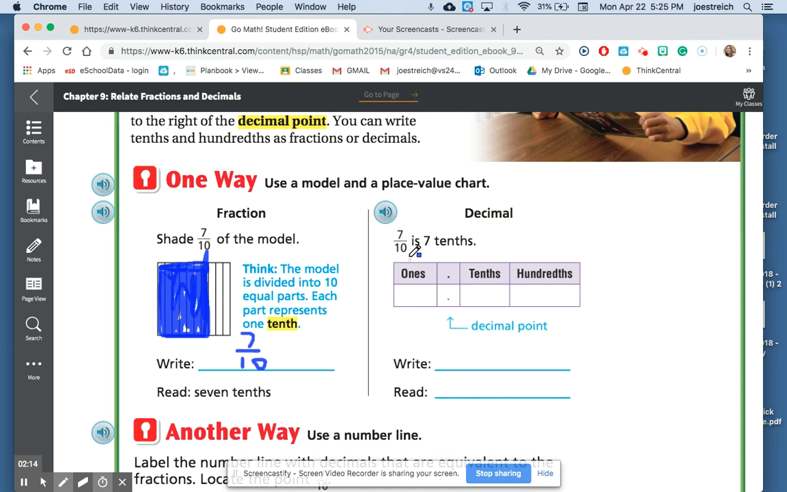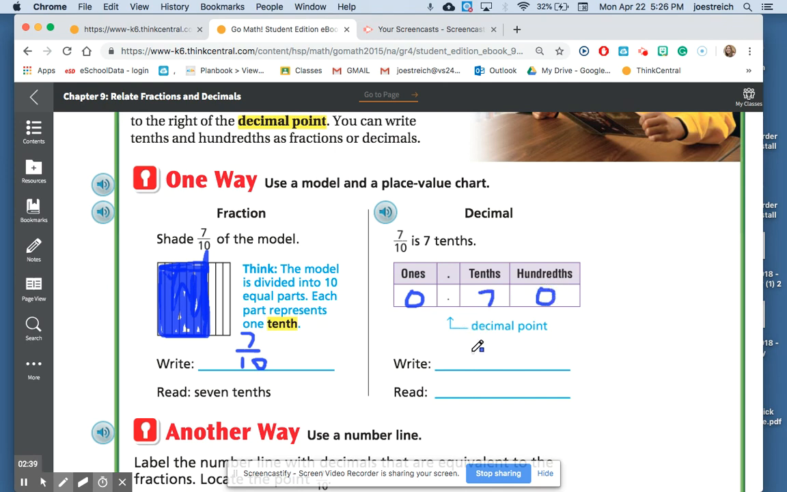There are no ones in 7/10, so we will place a 0 here. The decimal point will divide the whole numbers and the tenths. There are 7/10, so we'll put a 7 in the tenths column. And there is no hundredths, so we will place a 0 there.